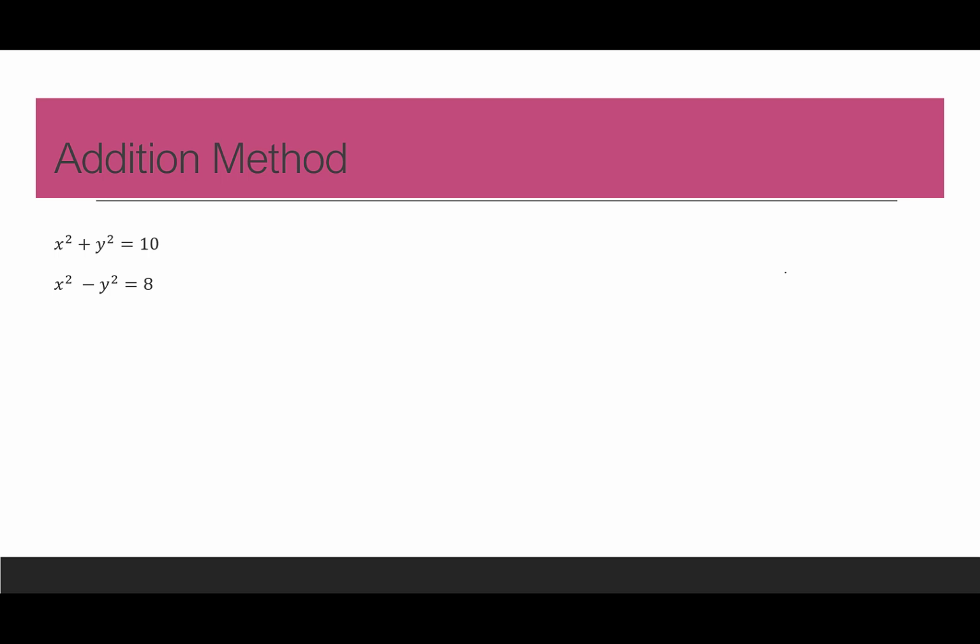x squared plus y squared is 10, x squared minus y squared is 8. x squared plus y squared is, again, a circle. x squared minus y squared is something called a hyperbola, which is kind of beyond what we've been talking about, so I'm not even going to worry about what it looks like. We're just going to go ahead and answer it. I'm going to add these together.